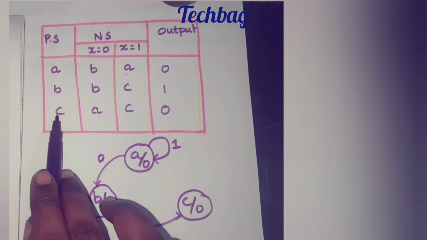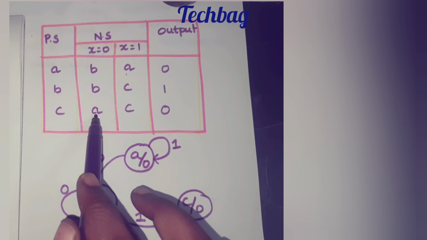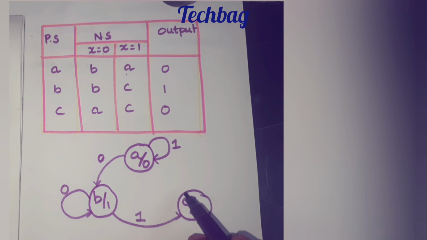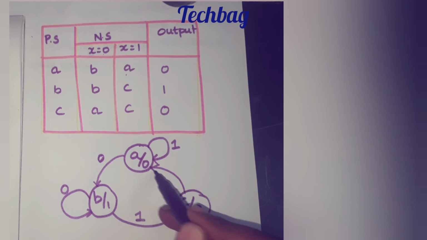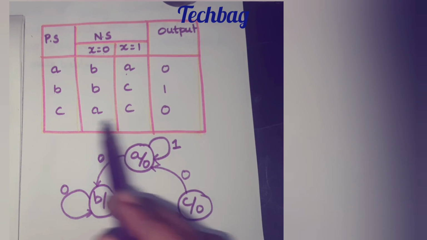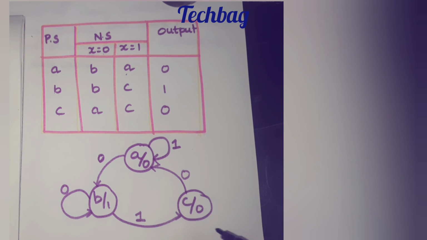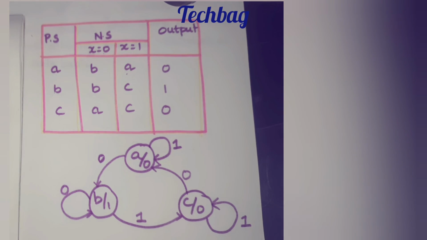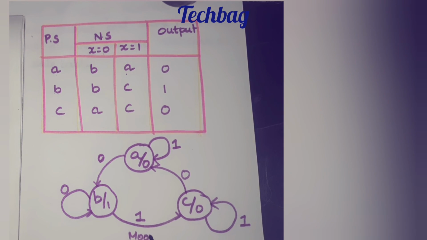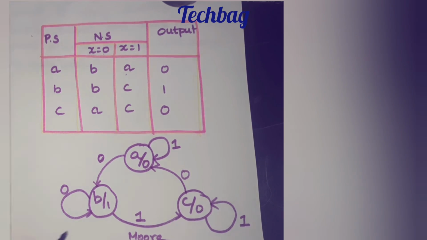Third line C, X is 0. Then it moves to A. From C to A if X is equal to 0. C, X is 1. The next state is also C. So it remains in the same state if X is equal to 1. So this is the state diagram for this state table, and it represents the Moore model, right?